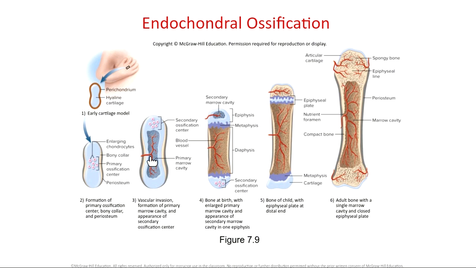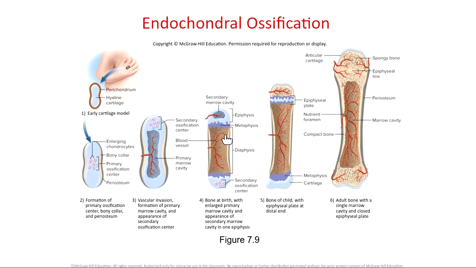Now, also at this stage, you start to see the appearance of a secondary ossification center. The secondary ossification center is going to be located in the epiphysis, what will be the epiphysis of the bone. All right, so now, next stage. Keep in mind, it does say here when this is happening. So at stage 4, this is at birth. So basically, by the time you're born, this is the condition that your bone is in.